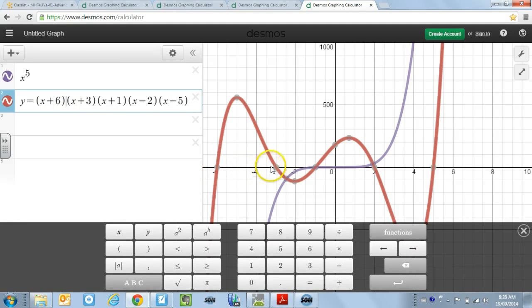The negative 6, negative 3, negative 1, positive 2, positive 5. Again, it's the value that makes each of these things equal to 0. So negative 6 into here would make the whole thing multiply out to 0. Negative 3 in here makes this whole thing multiply out to 0. And then the last point is the 180, the y-intercept, and again 6 times 3 is 18, times 1 is still 18, times negative 2 is negative 36, times negative 5 is 180.